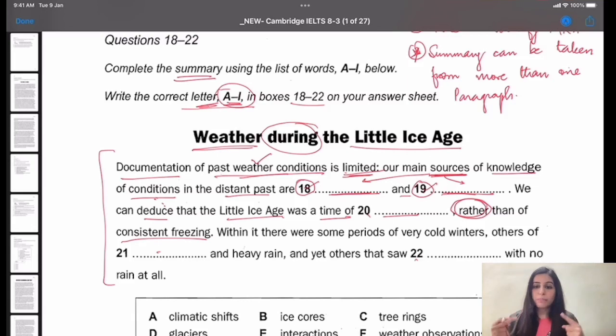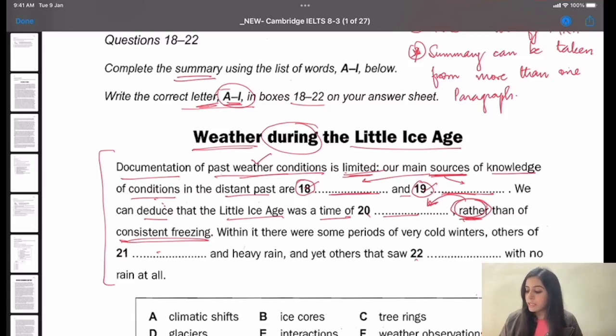Now you have to keep in mind the grammatical angle as well, the grammatical accuracy as well. So if rather has been used, the word that comes before rather here would be the opposite of consistent freezing. Consistent freezing basically means that the weather was frozen throughout consistently. Okay, throughout the period of time it was frozen or there was snow.